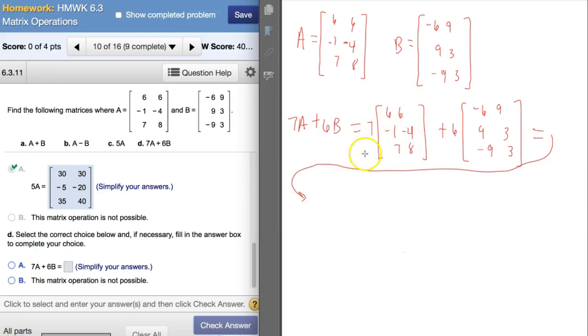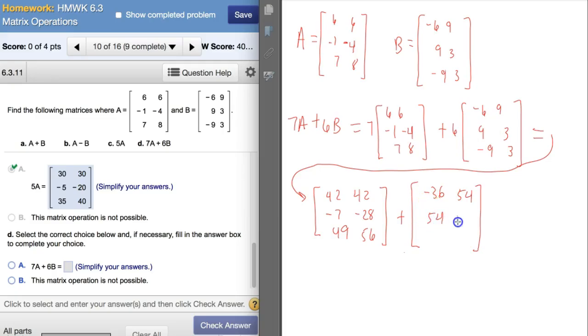So for our first matrix here, we're going to have a matrix where that's 42, 42, because 7 times 6 is 42. And then in the next row we have -7, and then -28. And in the next row we have 49 and 56. And of course, we'll add to that 6 times whatever's in here. So that'll be a -36 there, +54 in the next slot. And then go to row 2, we have 54, 18, -54, and then 18.